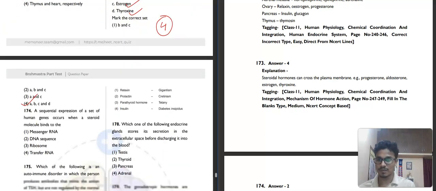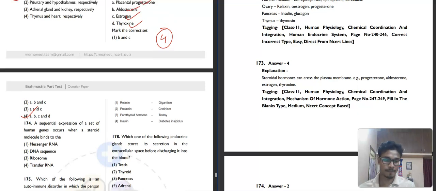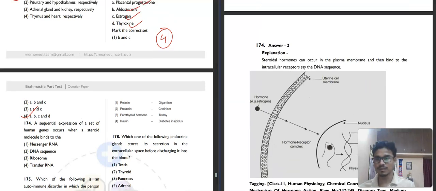Then question number 174. It is saying that a sequential expression of a set of human genes occurs when a steroid molecule binds to messenger RNA, DNA sequence, ribosome, or transfer RNA. So a steroidal hormone can cross the plasma membrane, then bind to the intracellular receptor, say the DNA sequence. So the second option will be your correct answer.